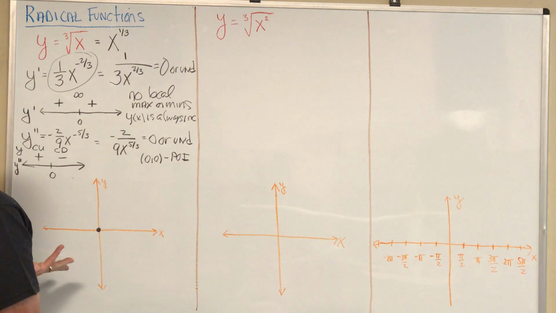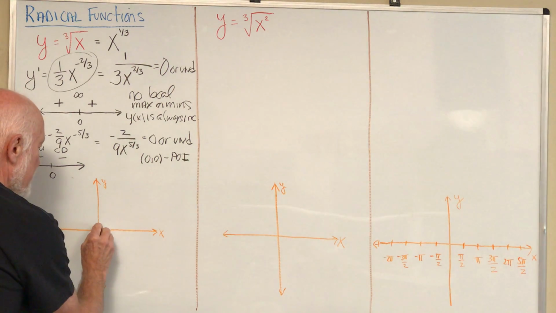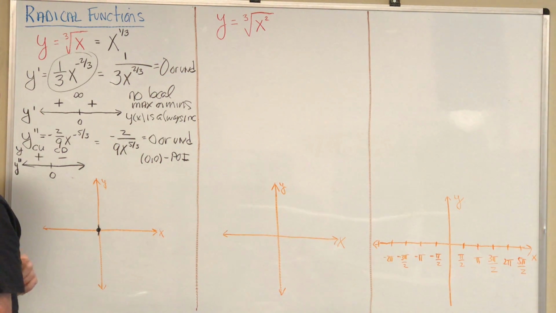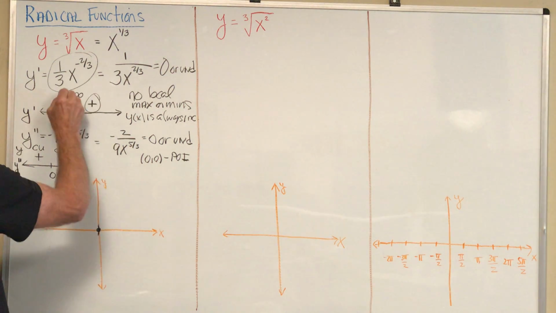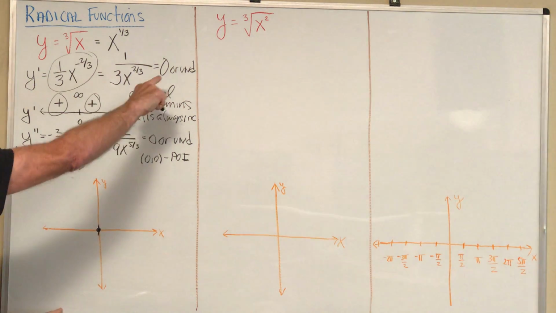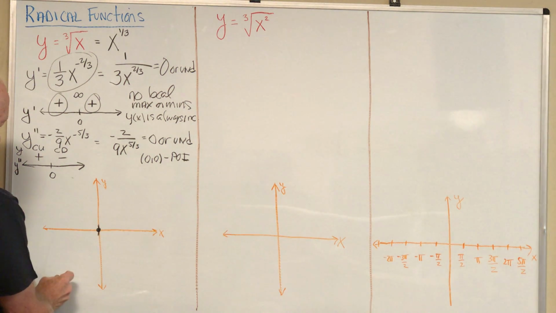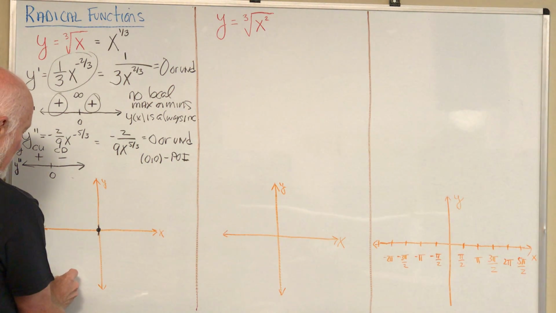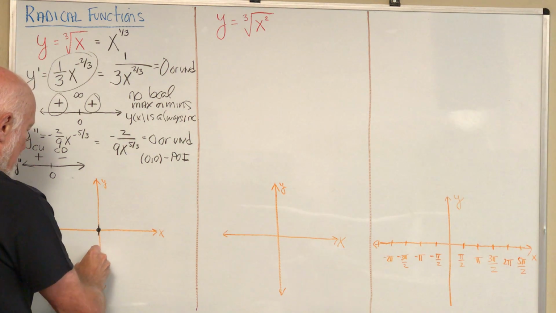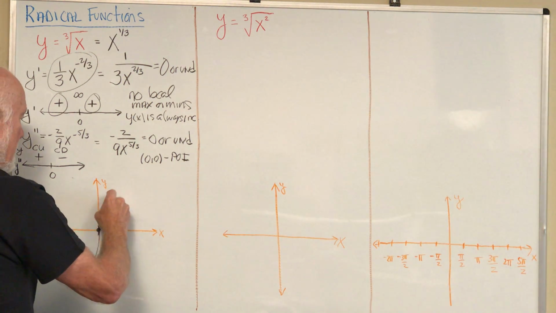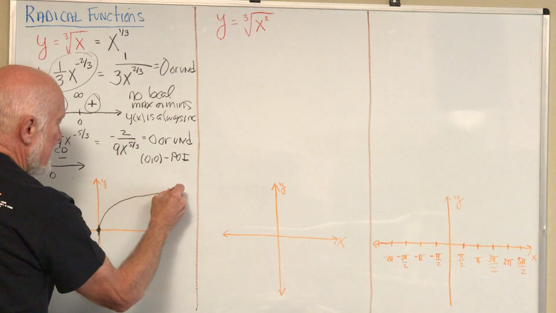And now we're ready to graph it. We know we have kind of an infinite slope right here, so I'm going to put that in. And I know the function is always increasing, and it's going from concave up to concave down. So it's going to go something like this. Increasing and concave up to increasing and concave down.